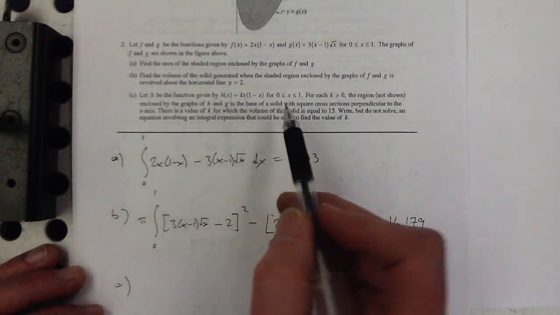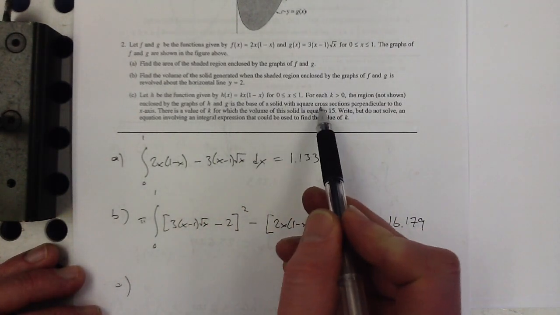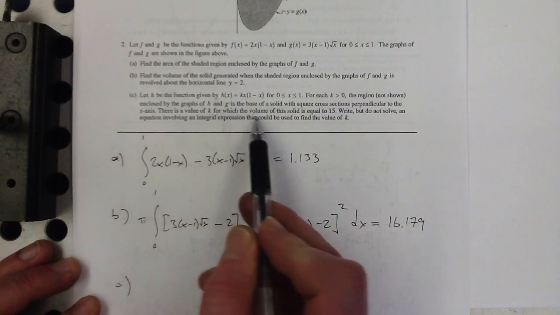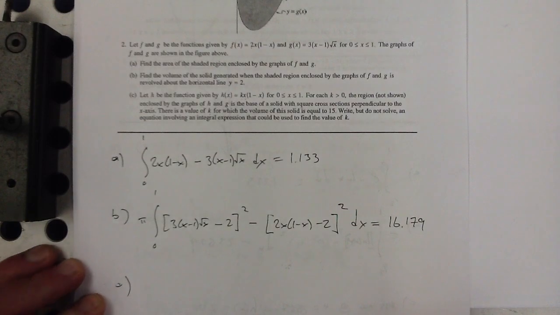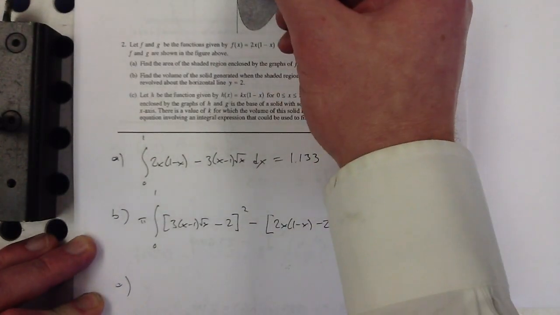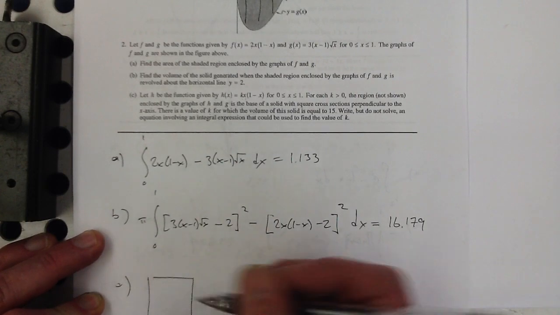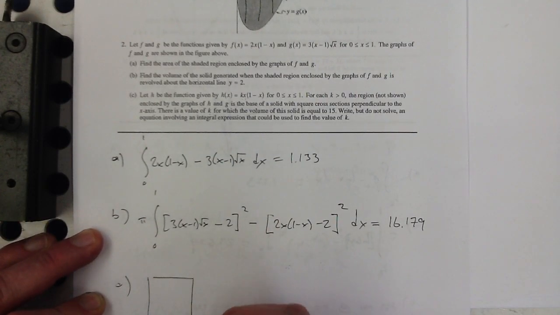And they want to know, if this region is the base of a solid with square cross sections, is there a value of k for which the volume of the solid is equal to 15? Okay, so each one of my cross sections now is a square, and each side of that square is the top function, which is now kx times 1 minus x, minus the g function, which is 3x minus 1 times the square root of x.